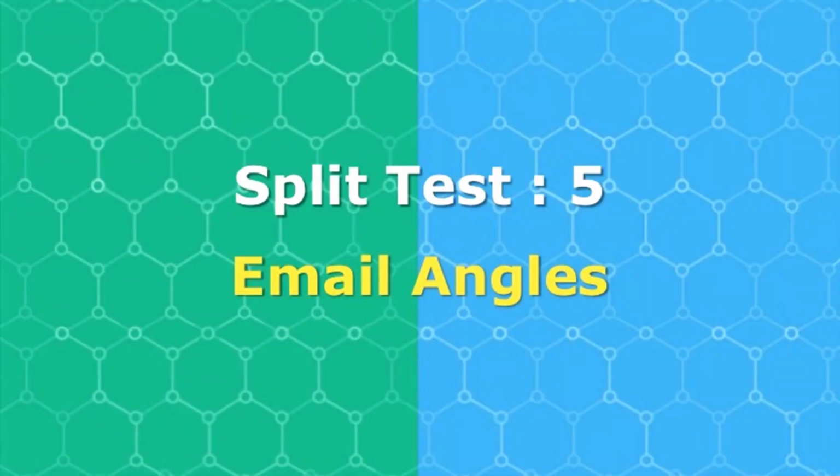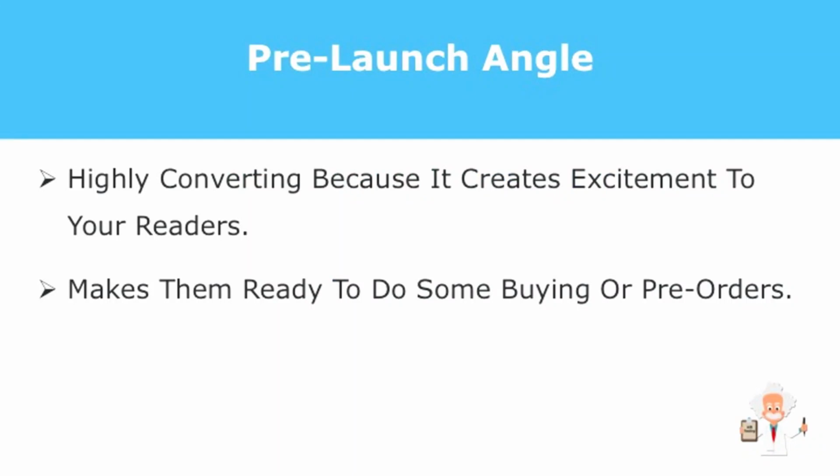Email angles. You don't simply send a single email and hope it'll do all the work for you and bring you cash overnight. You need some finesse in this department. The best tactic to do here is play the angles. There are many, many angles you can use for your emails, but I'll show you just my favorite 3. The pre-launch angle. This email is sent a few days to 24 hours before the actual product launch. It's usually short and simple with only a few sentences announcing that a product will be launched soon. This type of email is known to be highly converting because it creates excitement to your readers and makes them ready to do some buying or pre-orders.